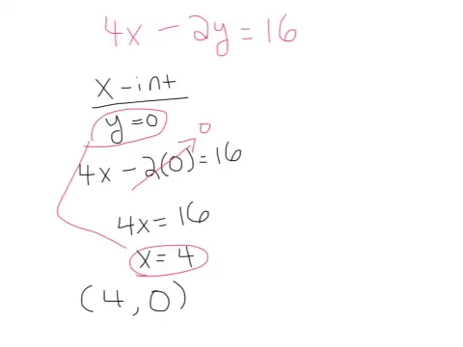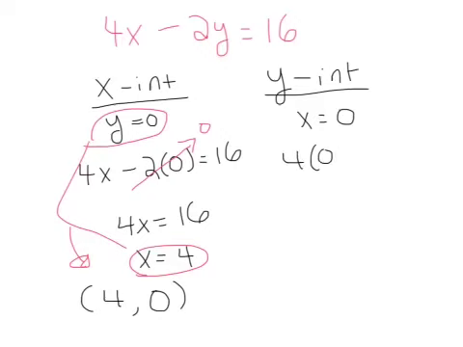So that's my pair. My second step is to find the y-intercept, which is when x is 0. Again, I plug it into the equation. So 4 times 0 minus 2y equals 16. I'm going to say 4 times 0 is just 0.